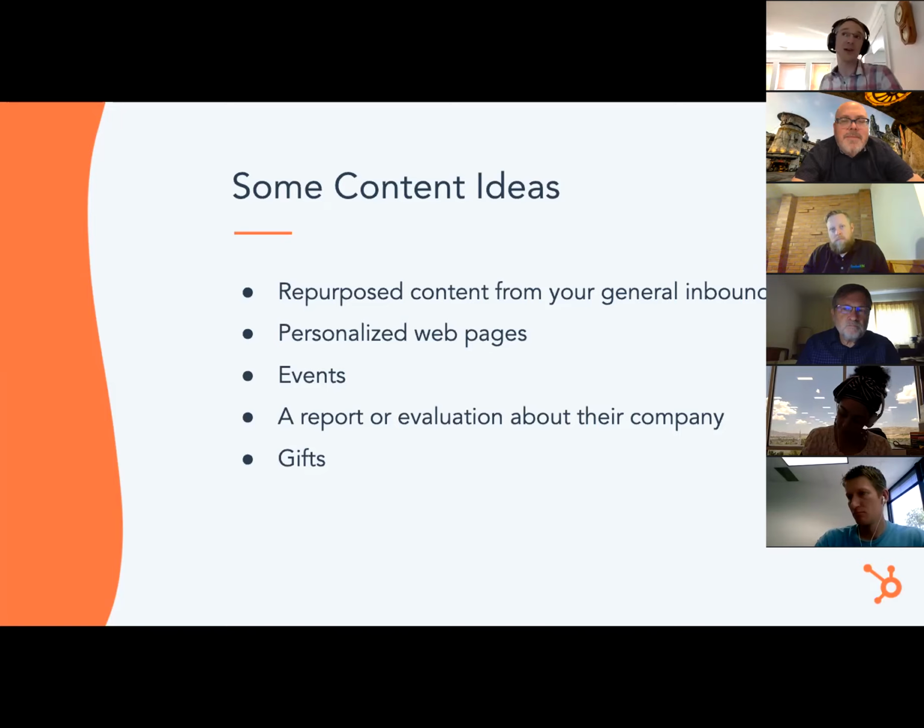Another great thing about ABM is you can experiment with this stuff, right? It would be really expensive and impractical to send a gift to everyone in your contact database. But if you're doing ABM and there's one specific account you're trying to get the attention of, you can send them a thoughtful, relevant gift specific to them, and that becomes less expensive and much more effective.